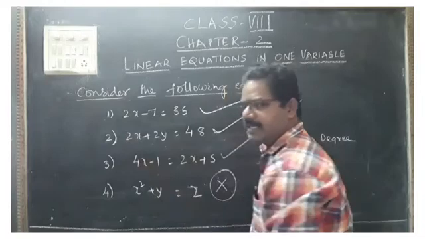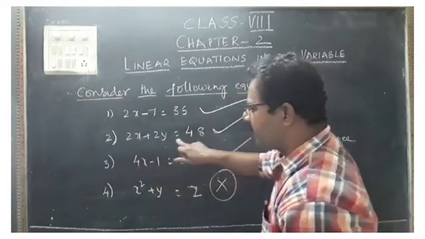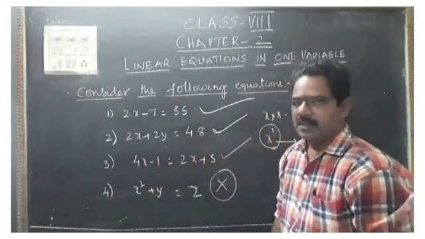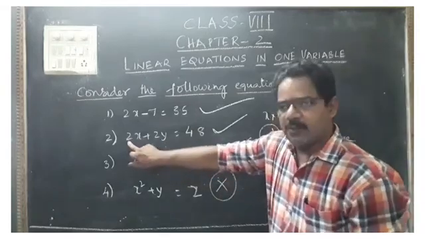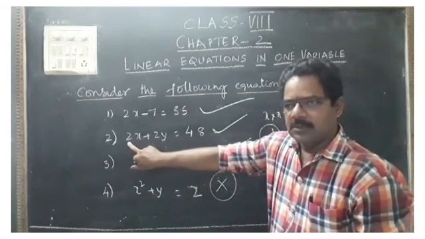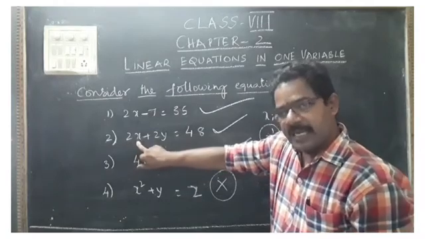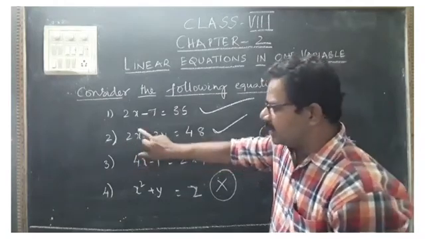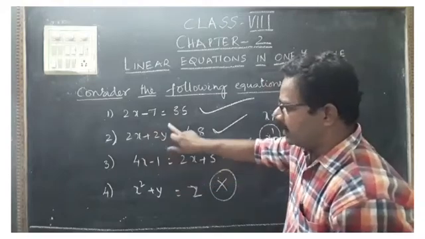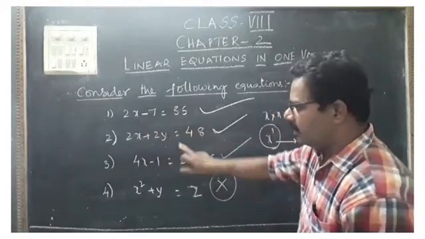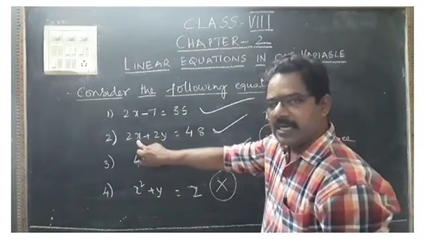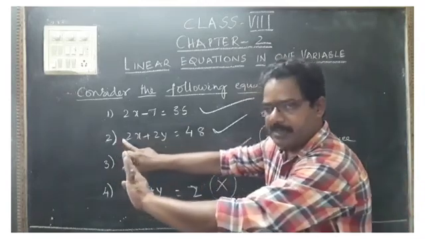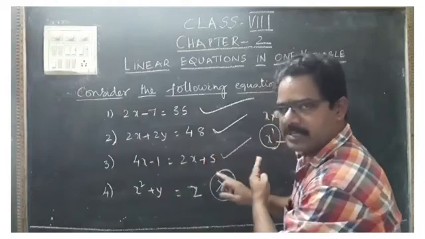Here see the second example. 2x plus 2y is equal to 48. In this, 2 is a constant. It has no degree. x is a variable, its degree is nothing, meaning 1. 2y, its degree is also 1. Is equal to 48, it's a constant. So here x degree is 1 in this term. That term is separate, 2y, this term is separate.